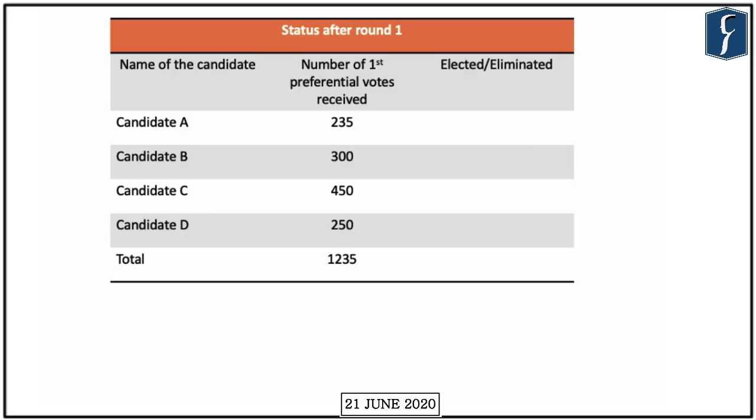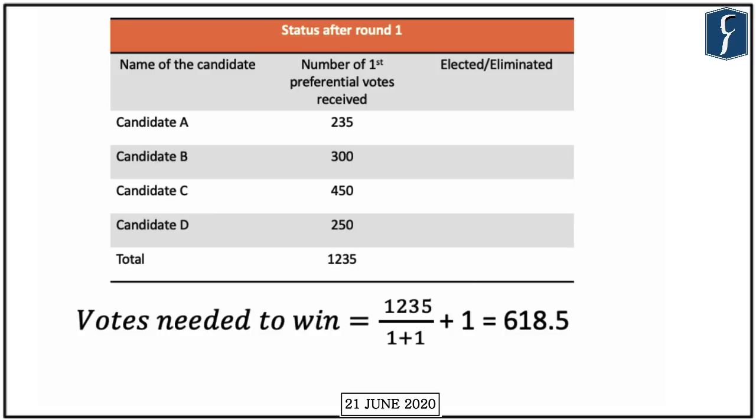So as we know that there were 4 candidates A, B, C, D, and the number of total valid votes comes out to be 1235, out of which candidate A has got the least number of votes, whereas candidate C has got the highest number of votes. But do you think candidate C can be declared as winner? No, because remember the quota. The votes needed to win that 1 seat is 618.5, which means a person has to get at least 618 votes because the remainder has to be ignored, to qualify as winner. And here nobody seems to have that kind of votes.